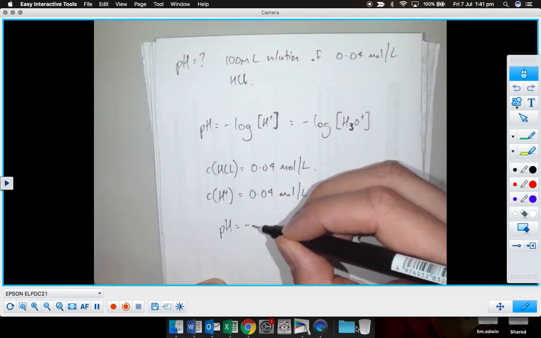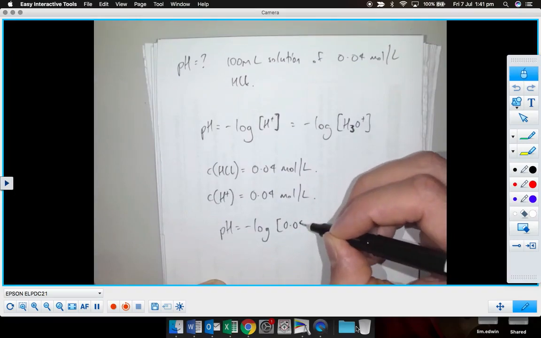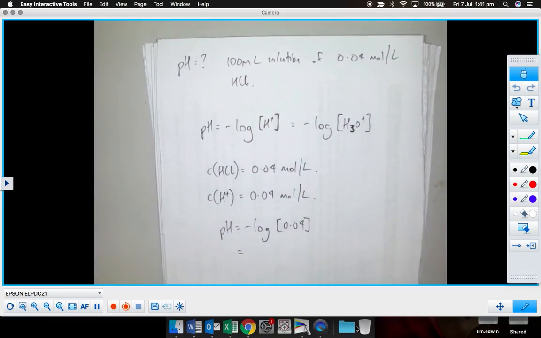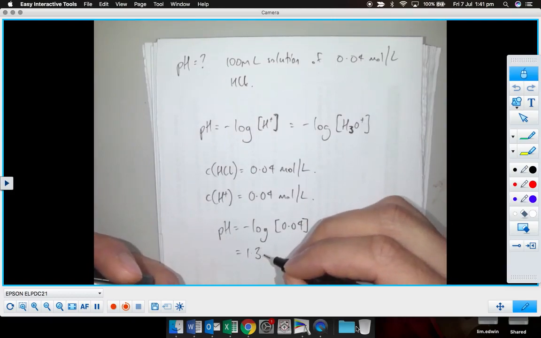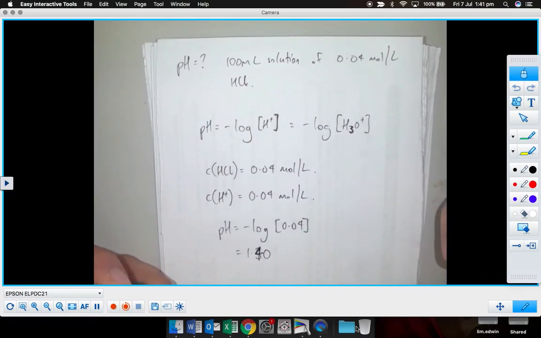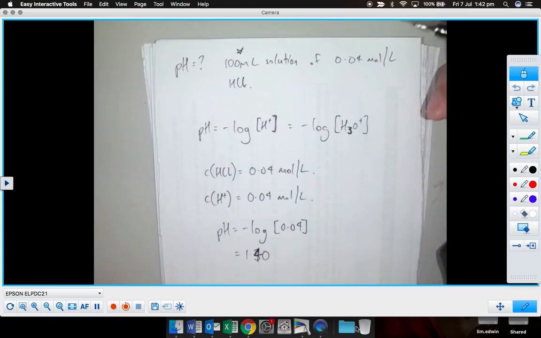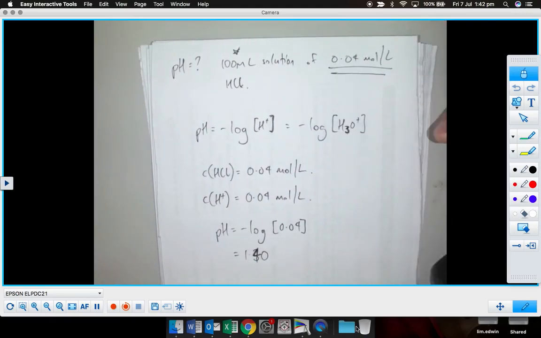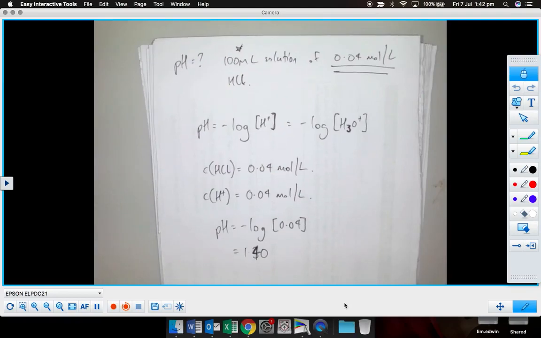pH will be equal to the negative log of 0.04, which will happen to be, says Mr. Calculator, 1.40. What's the unit for pH? Doesn't have a unit. Please make sure that you remember that pH doesn't have a unit, it just has a number. So that's the first question. Please remember that if you are given a volume, you do not necessarily need to use it. Concentration is what you need to remember to use for pH calculations.